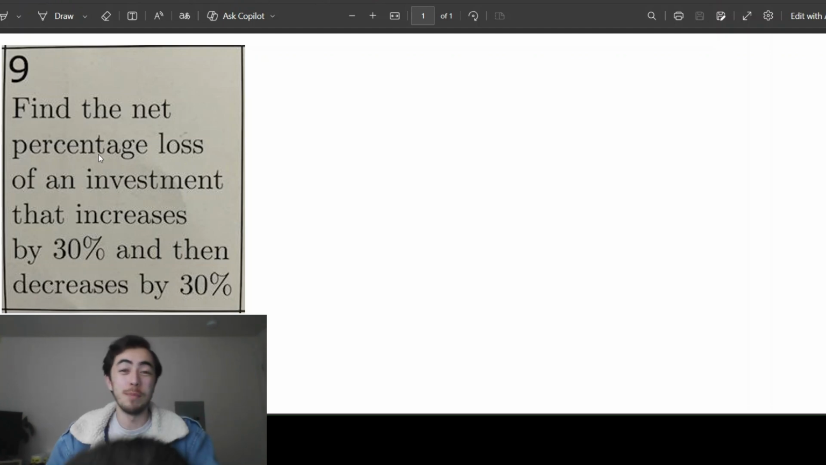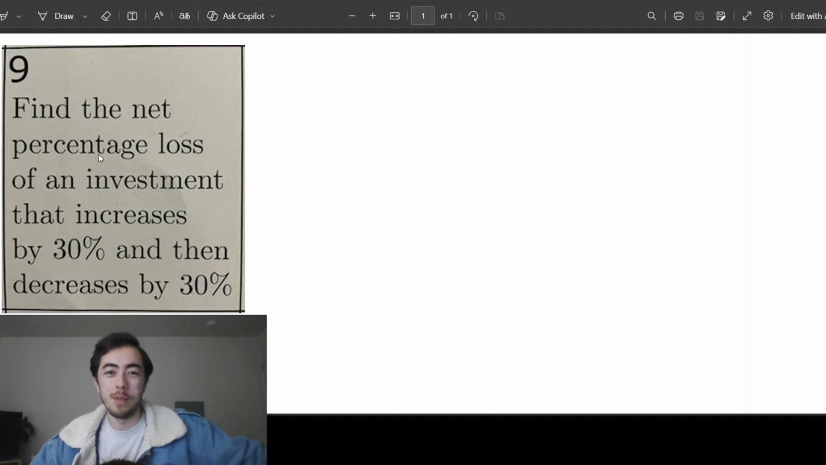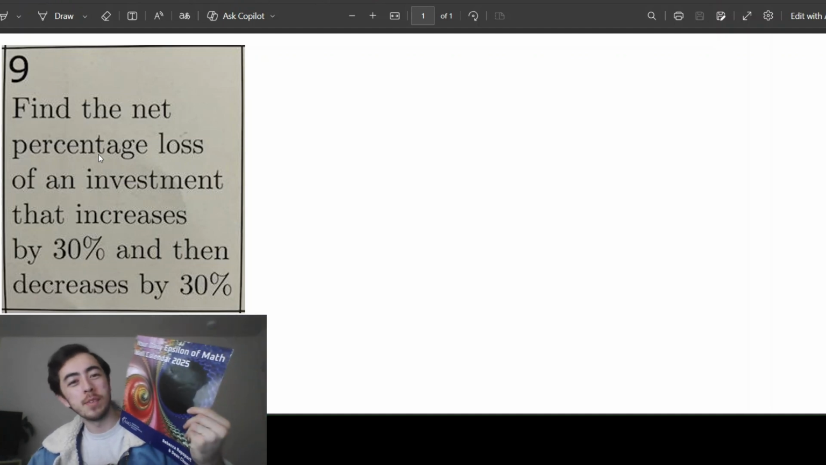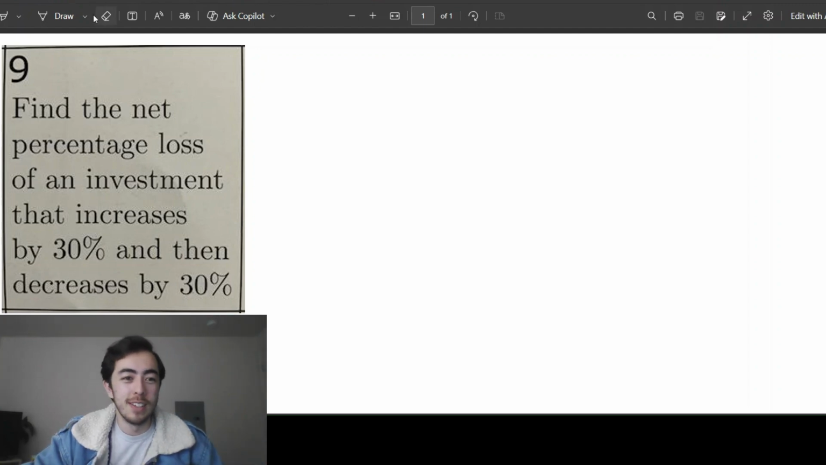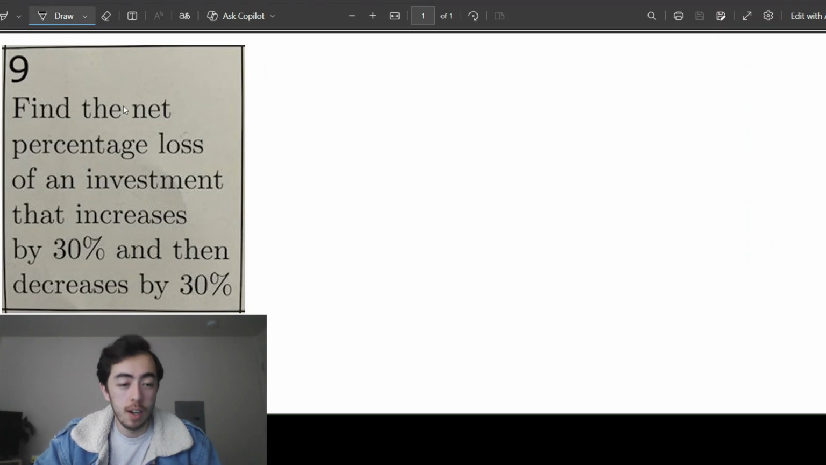Today is December 9th, and we're solving problem 343 from the Daily Epsilon calendar. And the answer should be 9 because that's today's date. So we need to find the net percentage loss of an investment that increases by 30% and then decreases by 30%. All right, let's try solving it 3 different ways.